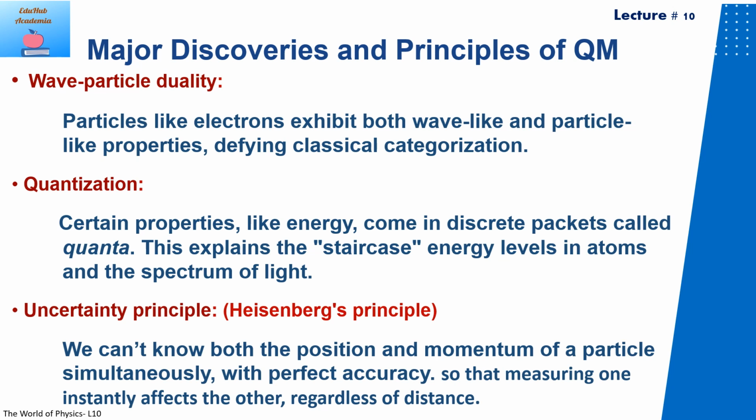The uncertainty principle is another great principle of quantum mechanics, which says that we can never measure the position and momentum of a particle at the same time with perfect accuracy. Measuring one will definitely affect the other, regardless of the distance. You can either get accurate position or accurate momentum, but you cannot get both accurate measurements at the same time.